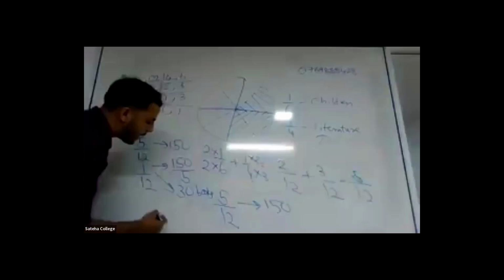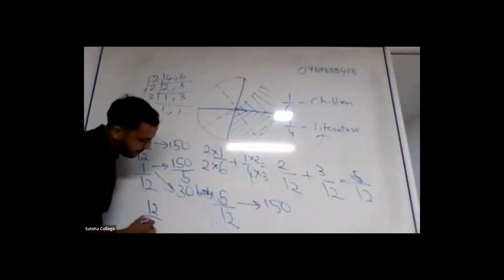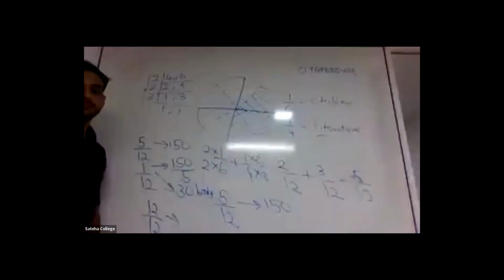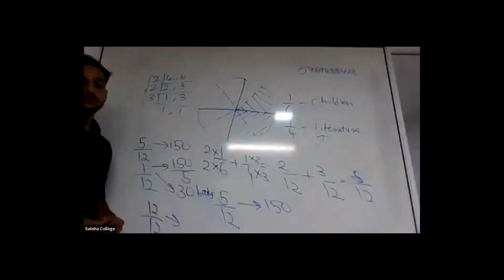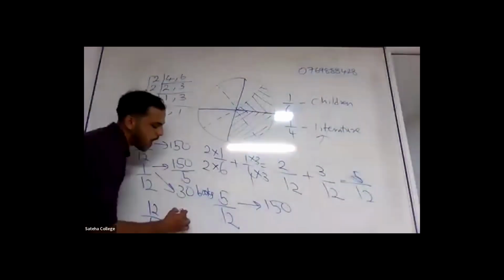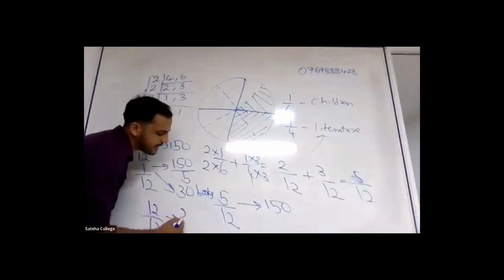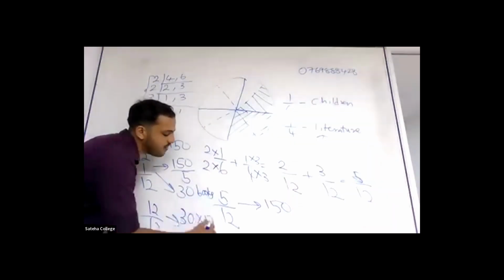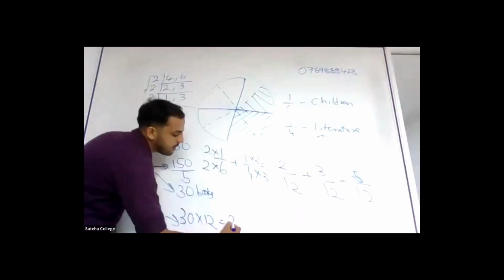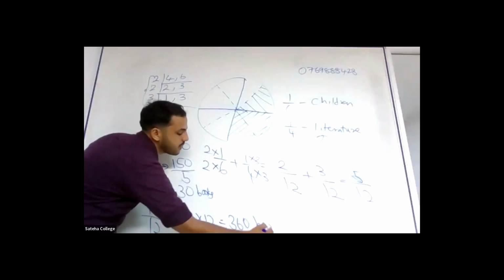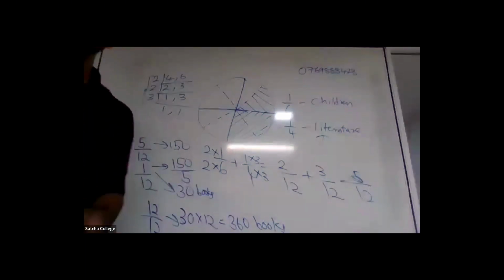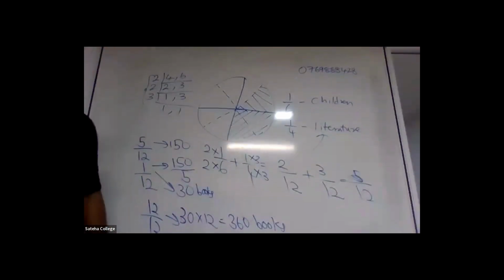Now, how do you find all 12 parts? If one part is 30 books, how do you find for all 12 parts? 30 into 12. One part is 30 books. How many books is 12 parts? That is 30 books into 12 parts. That is equal to what? 30 into 12, that is 360 books. That means the total number of books in the library is equal to 360.